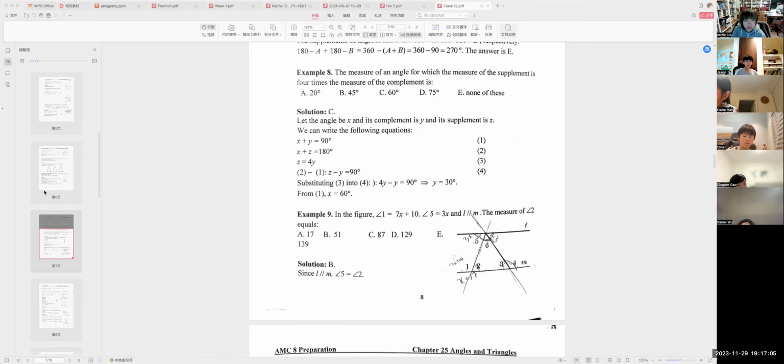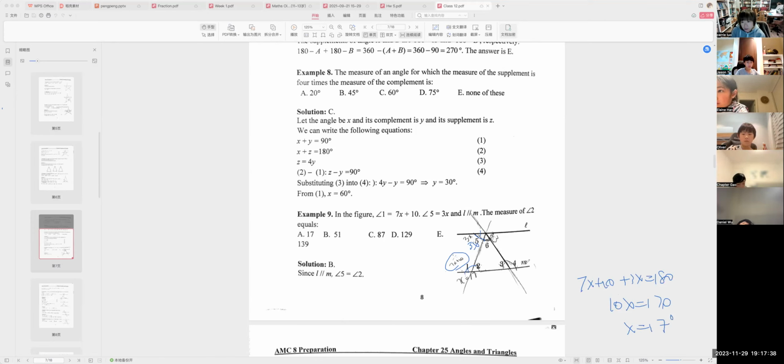For this question, it's pretty easy. Angle 1 equals 7x plus 10, right? Angle 5 equals 3x. So what is the relationship between angle 5 and angle 1? Actually, they add together equals what? 180. So very good. So we have 7x plus 10 plus 3x equals 180. So 10x equals 170. So x equals 17 degrees.